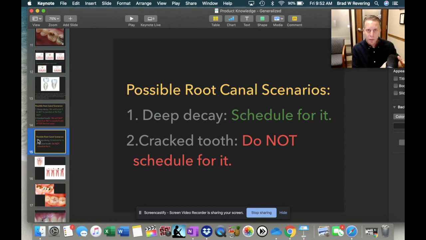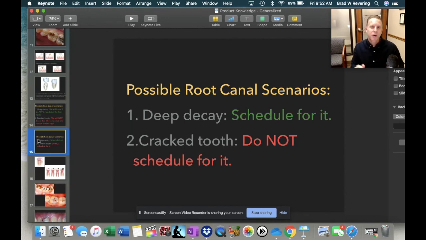If it's a deep decay, like we mentioned earlier, that has already affected or infected the pulp and they have an abscess, we are for sure going to do a root canal. If they just have deep decay, we're going to go ahead and be prepared to do it at that same first visit. If it's a crack, however, we won't do it that first visit. We're going to see how they respond to the temporary first.